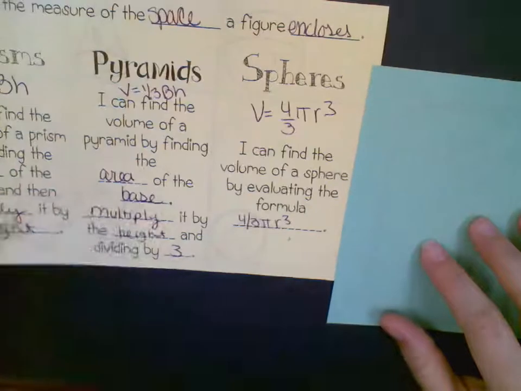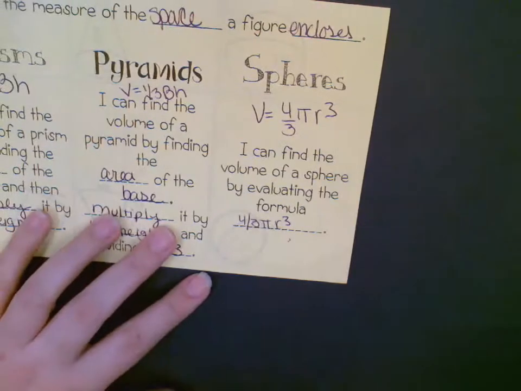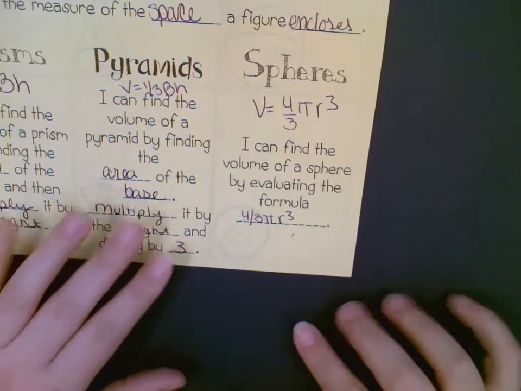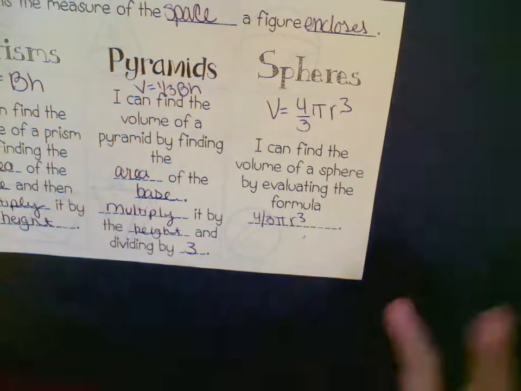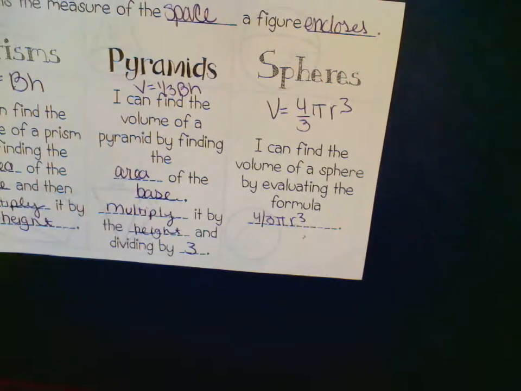And lastly, our spheres, just like with surface area, they do their own thing. So it has just a straight up formula. There's no area of the base because it doesn't have a base. So it's 4/3 pi r cubed.